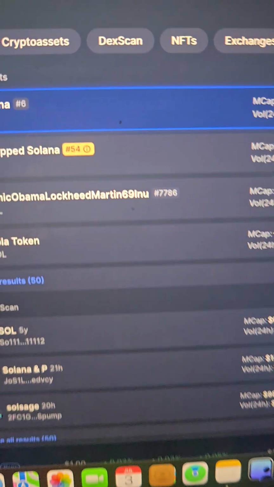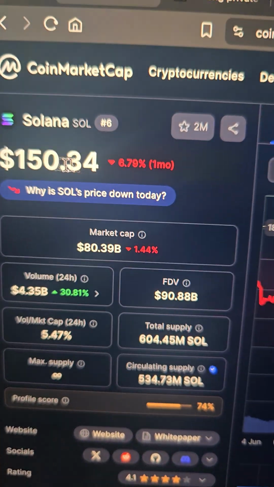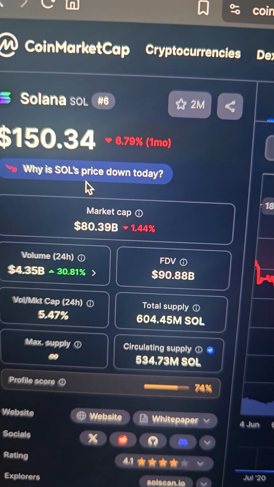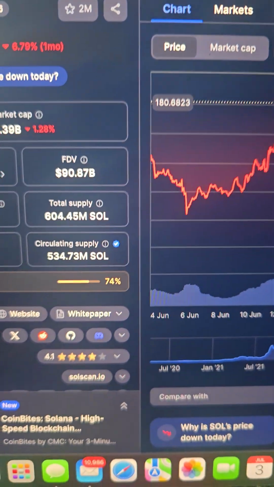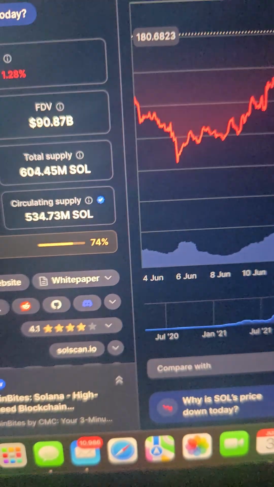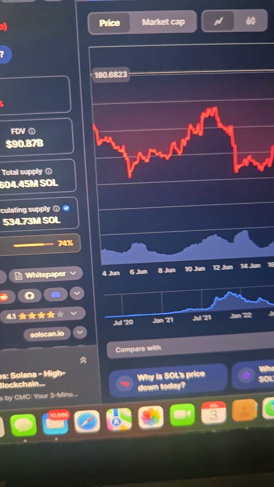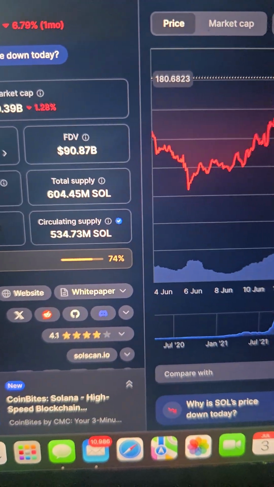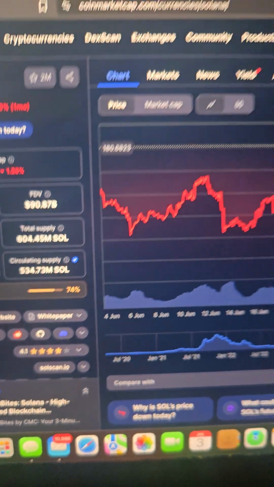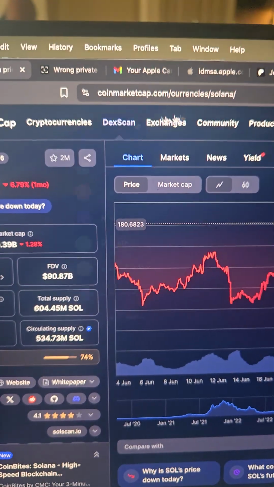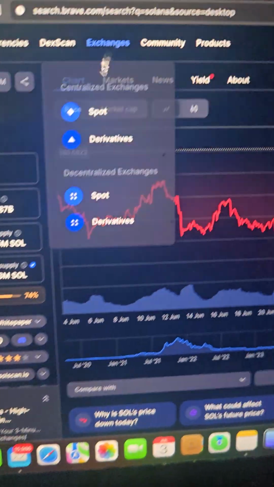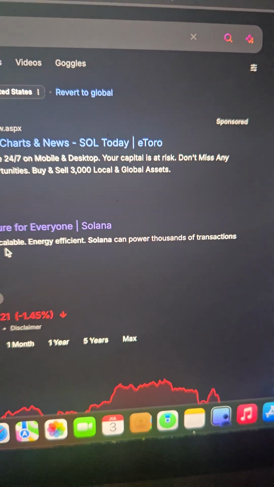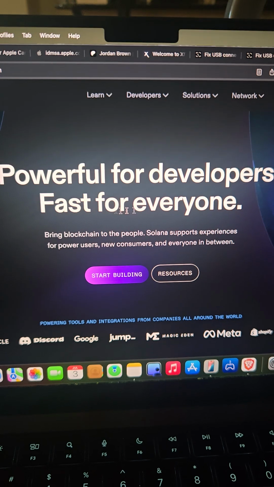Now let's stay focused. Okay, so Solana, right? Solana is $150.34 per coin. Now, what I want y'all to understand is this. We're trying to use this network, the Solana network. So I want to show y'all something. I'm going to go to Solana. The Solana network, okay? Powerful for developers, fast for everyone.